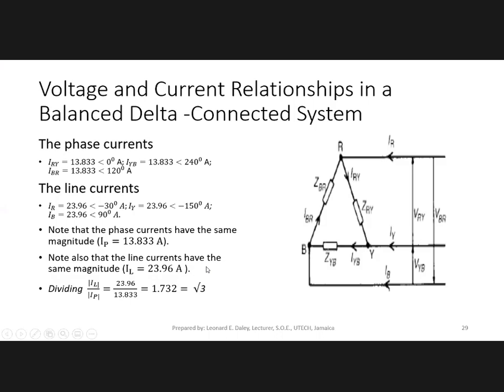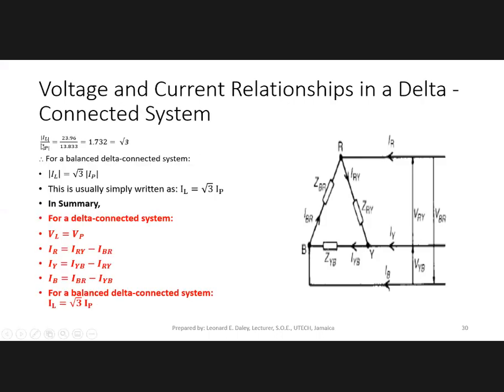So I think you will see where I'm going. Therefore, IL, the magnitude of the line current, is equal to root 3 times the magnitude of the phase current for a balanced delta connected system. And that is usually just written as IL is equal to root 3 I phase for a balanced delta system.